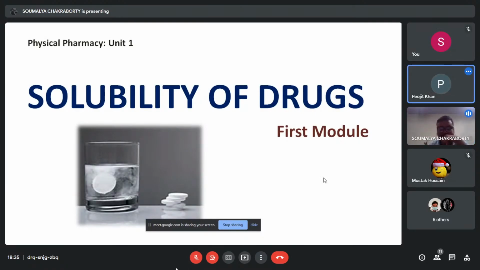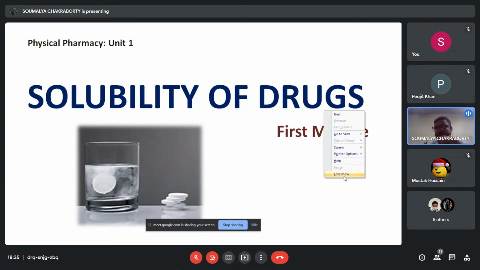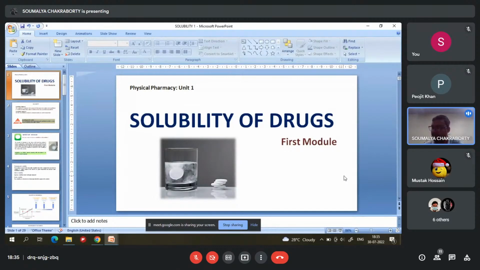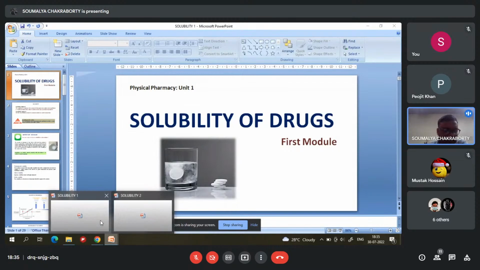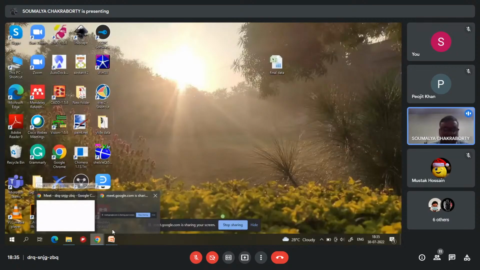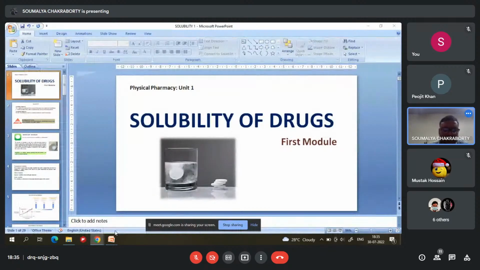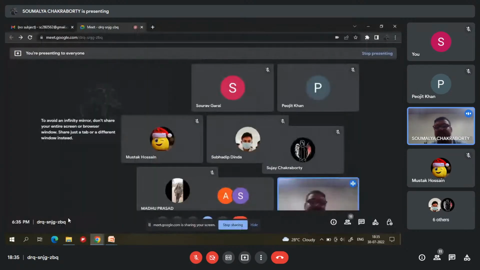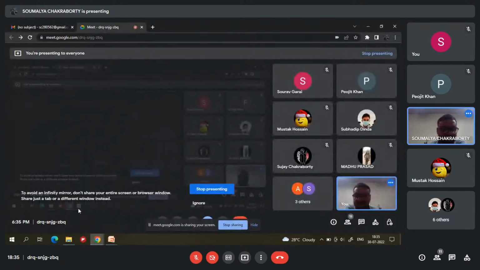Solubility of drugs. Great. So in the last class, we started with states of matter, and I think we covered the solid state, and then we were supposed to move to the liquid state, gaseous state, and liquid crystalline state today. But before moving to the liquid state, we need to study the solubility of drugs because it is very much associated with that topic, and a thorough understanding of the solubility of drugs is very important.